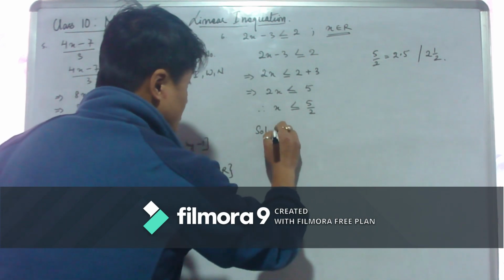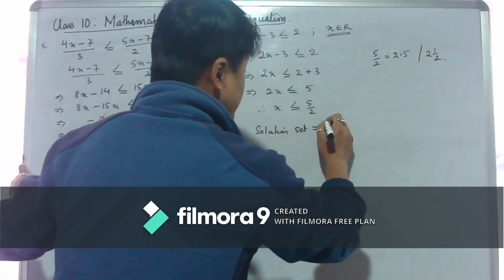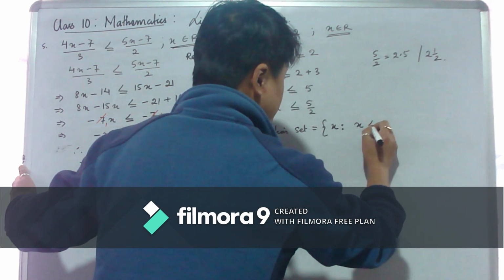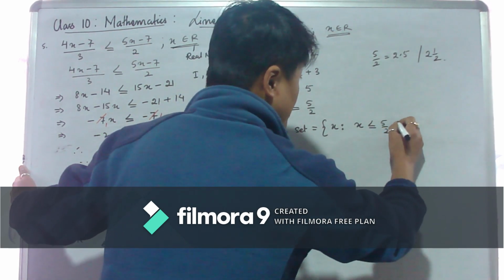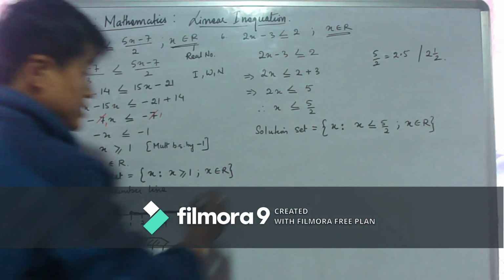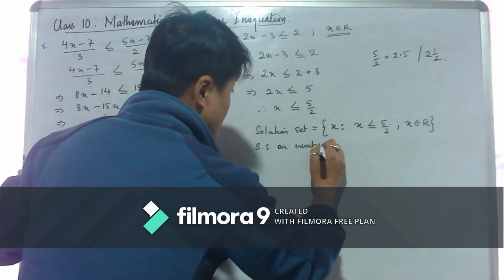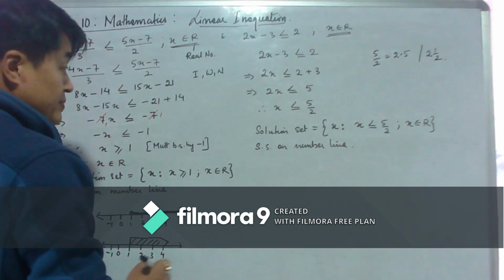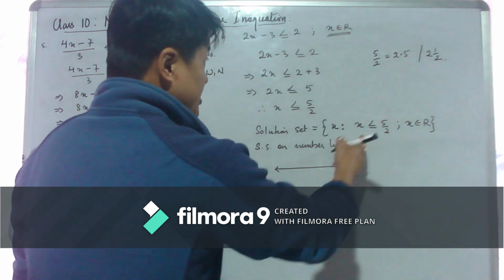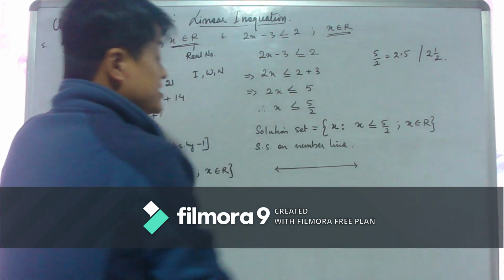Solution set: again this is the real number, so write in set builder form, that is for all x, x is less than or equal to 5 by 2 where x belongs to R, which is the real number. So its solution set on the number line, so again we'll write here the number 2.5. Okay, so x is less than or equal to 2.5.